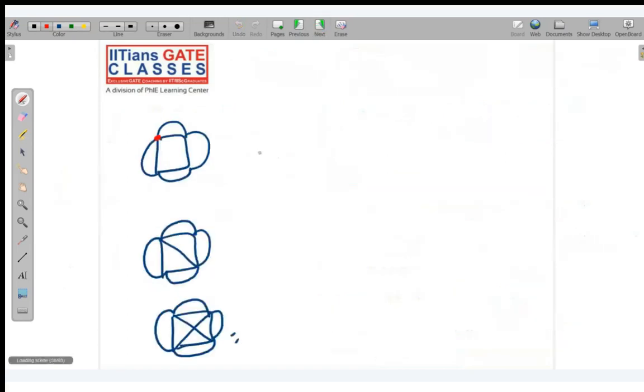So is it Euler? I will try to do it. Start from here, 1 2 like this. Yes, it is Euler. What about this one? You can start from anywhere. You start from here, like this, everything is covered, but this edge is not yet covered. The moment you cover it, you started somewhere but ended here, so it is not Euler.